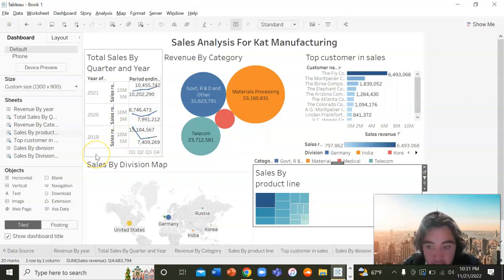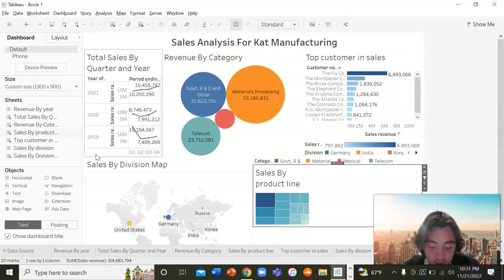$10,202,290. Continuing on with that, our next question is which product line has the highest 2021 sales under materials processing category. We found that it was actually the single channel EDFA. That was the one that was the highest 2021 sales. Continuing on, we have the top of the product line for Germany division in 2019. As we referred to earlier, the Fly company has the highest sales in that division, and this is true for 2019 as well.